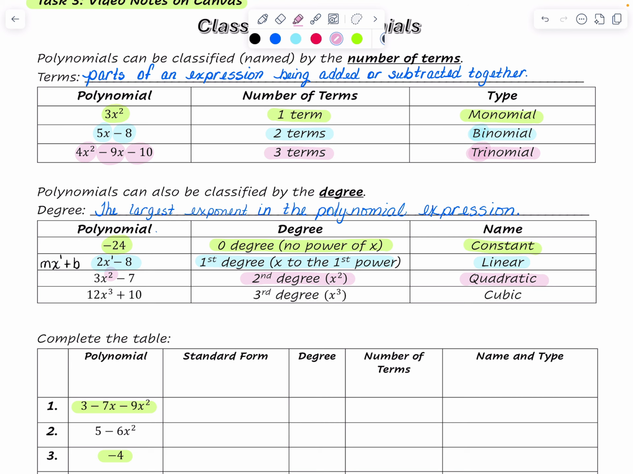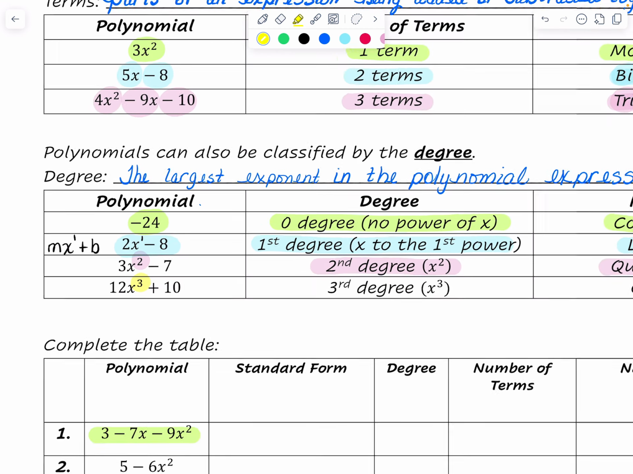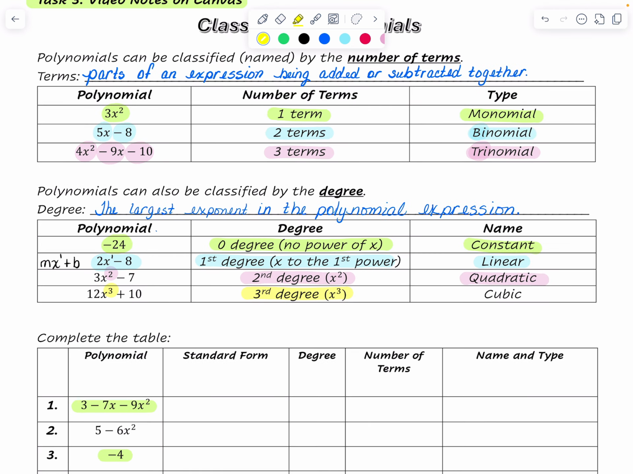Then when we get to our last one here, our last one is a third degree. 3 is the largest number in the exponent terms. So this one here is a third degree polynomial, and this one is cubic. Then they go on from there. If I had something with the fourth degree, it would be called quartic. If I had something with the fifth degree, it would be called quintic. But we go up to our third degree terms, so that's what we want to pay attention to for now.